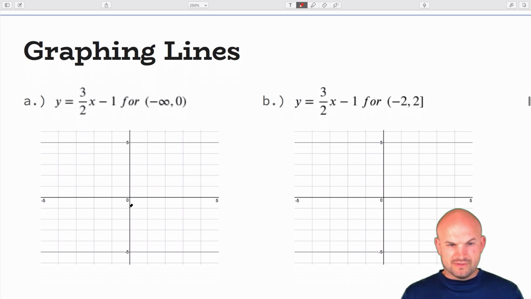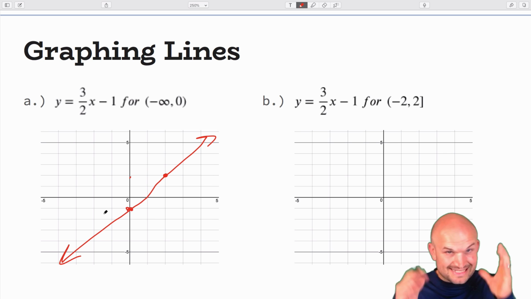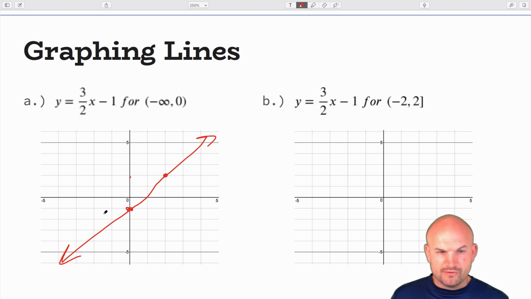So I already know the graph looks like this, right? 1, 2, 3 over 2. So the graph goes from here, and the graph looks like there, right? We already know that's what the graph looks like. Don't worry about the exact points, but hopefully you understand the general points.